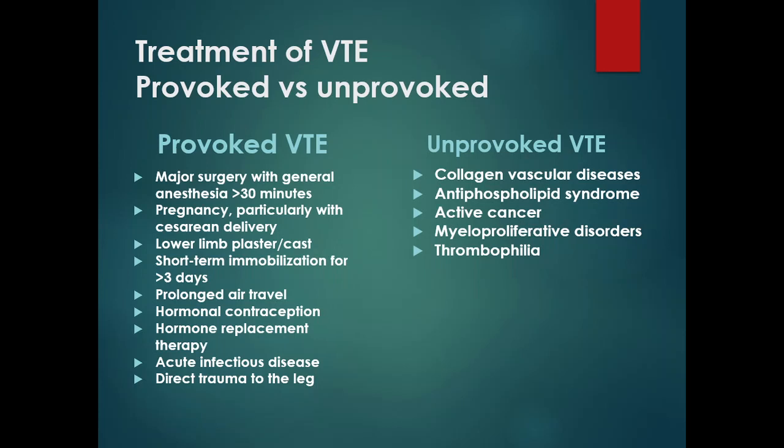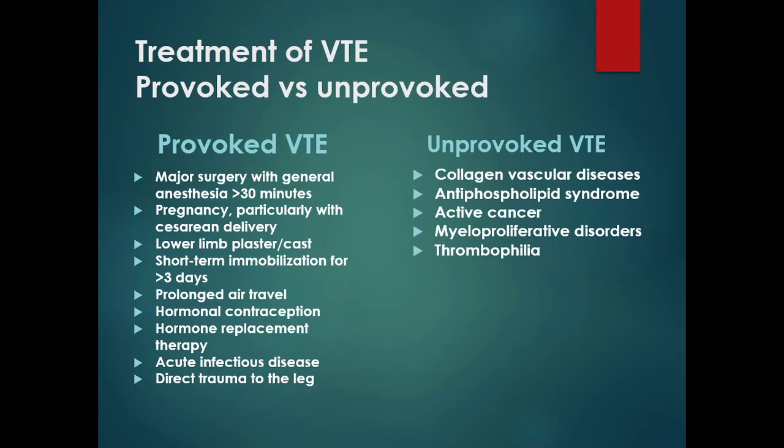Now, for the long-term treatment, we have to differentiate between two kinds of venous thromboembolic events. The provoked ones come after oral contraceptives or surgery or pregnancy, prolonged air travel, hormone replacement, acute infection or acute illness or leg trauma. These are provoked events. These patients usually have a normal thrombophilia profile. Some of them do have abnormal profiles, but usually these are just provoked events that happen because of acute immobilization or a hypercoagulable state, let's say from oral contraceptives.